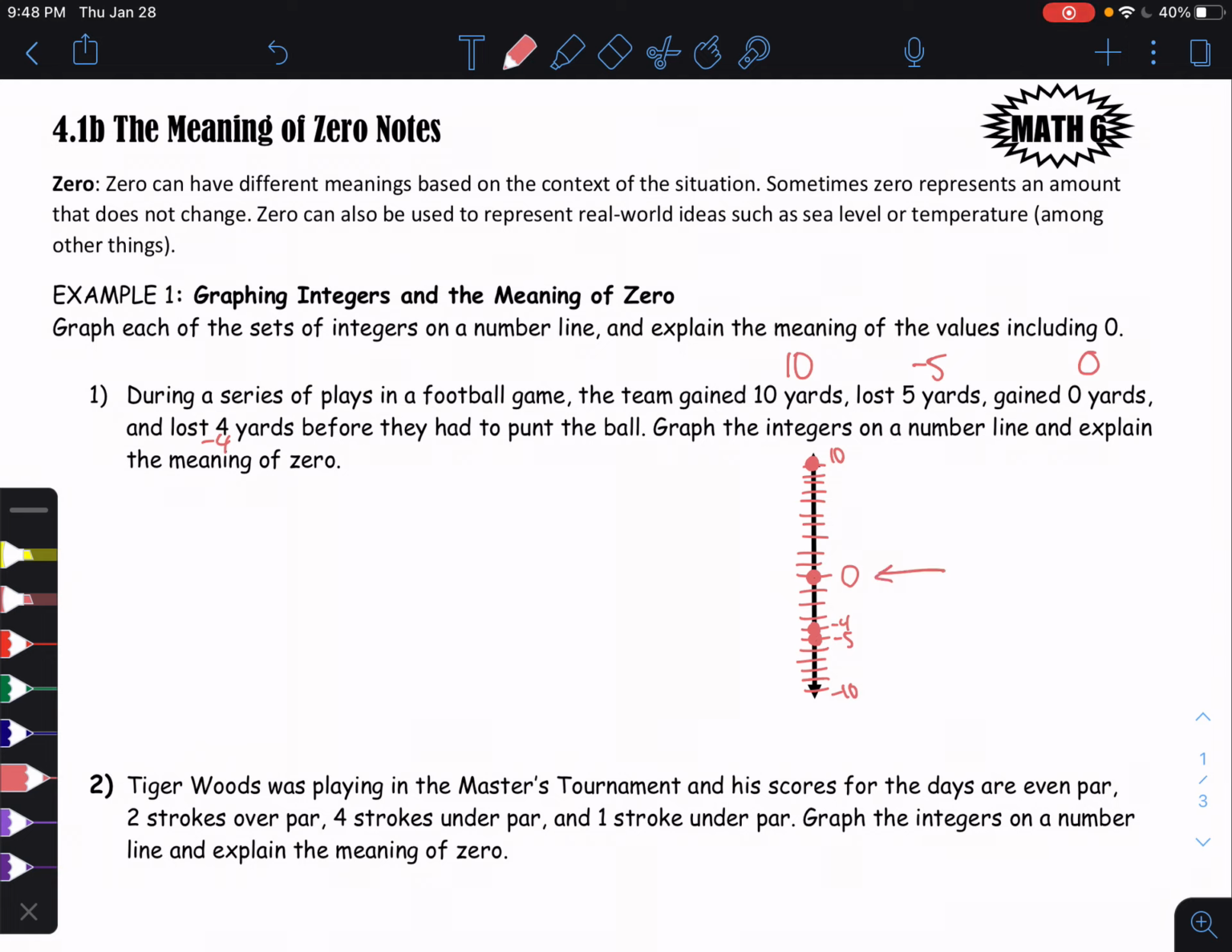And here I want to talk about what this 0 means. Well, when you're playing football, it's 100 yards. And when you go from end zone to end zone, you go up 50 yards and then back down 50 yards to the other side. But when you talk about gaining and losing yards on your possession, if you gained 0 yards, then your position on the field didn't change. So this 0 is going to represent no change. Nothing happened to change your field position in that situation.